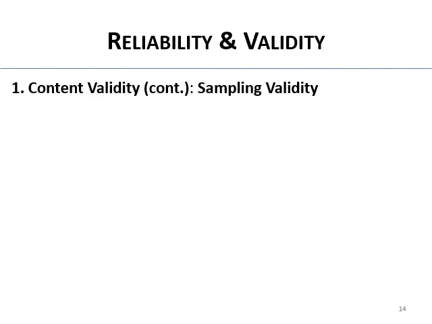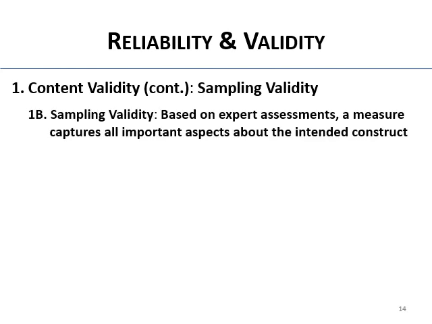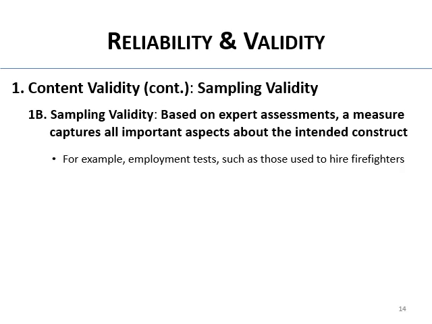Content validity, however, has a second type called sampling validity. Sampling validity is a good type of validity. It's sufficient for establishing validity. Sampling validity is when, based on expert assessments, the measure you're using captures all important aspects of the intended construct. So whatever it is you're measuring, experts agree this thing is capturing information about all of it.